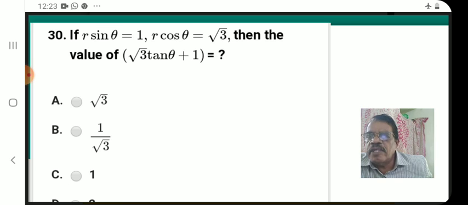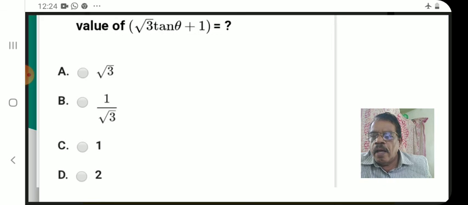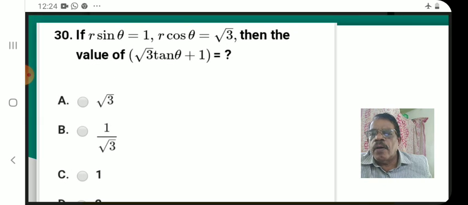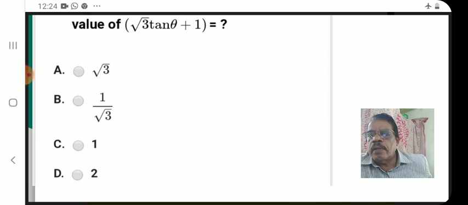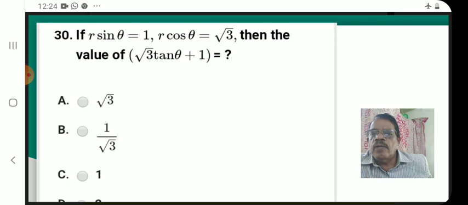ഇപ്പോൾ ഇവിടെ നമുക്ക് വേണമെങ്കിൽ വാല്യൂ കൊടുത്ത് ചെയ്യാവുന്നതാണ്. r sin theta 1, r cos theta √3 ആണെങ്കിൽ ആ വാല്യൂ നമുക്ക് കണ്ടുപിടിക്കാവുന്നതാണ്. ഡിവൈഡ് ചെയ്യുമ്പോൾ sin theta by cos theta is equal to 1/√3. That is theta is 30 degree എന്ന് കിട്ടും. അപ്പോൾ √3 into tan 30, √3 into 1/√3... 3 പ്ലസ് 1 ആണോ? അപ്പോൾ ആൻസർ ഇവിടെ ഇല്ലല്ലോ. നോക്കട്ടെ. Options: A √3, B 1/√3, C 1, D 2.